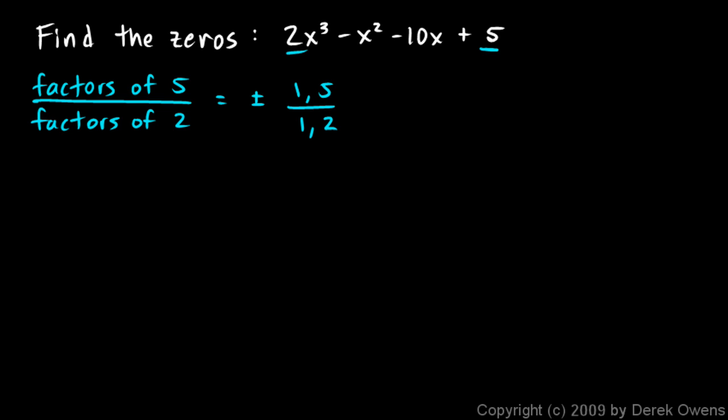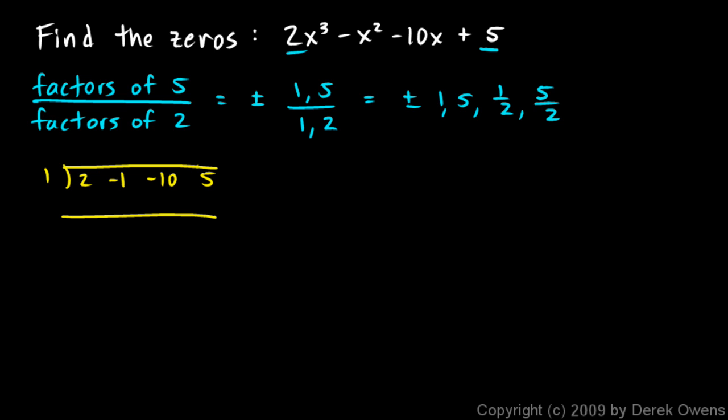And we indicate this because we could have positive or negative factors. So this is plus or minus 1 over 1, 5 over 1, 1 over 2, and 5 over 2. Those are all the possible numbers we could make by taking factors of 5 and dividing by factors of 2. So let's try these. I'll start with 1, and we write down the coefficients here for the synthetic division. 2, minus 1, minus 10, and 5.